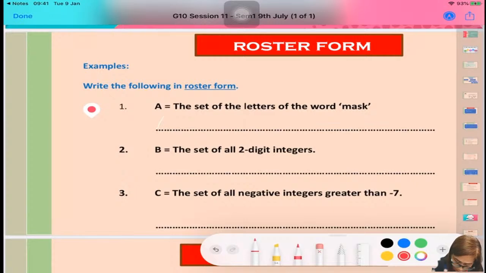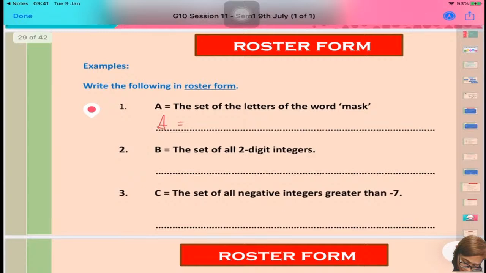Change this to red. Okay, A is the set of M, comma, A, comma, S, comma, K. Yeah, so this is the answer. Just separate the members with a comma.